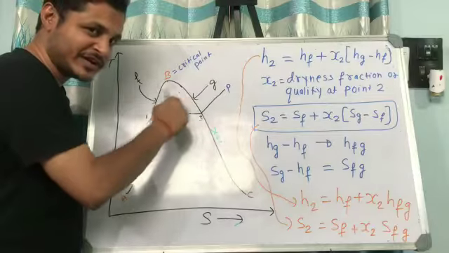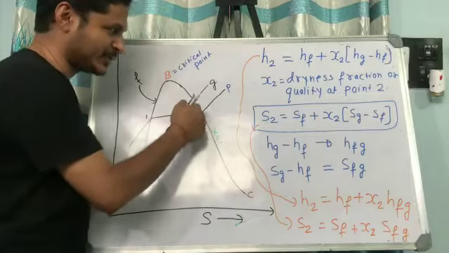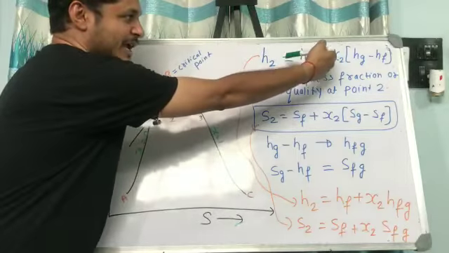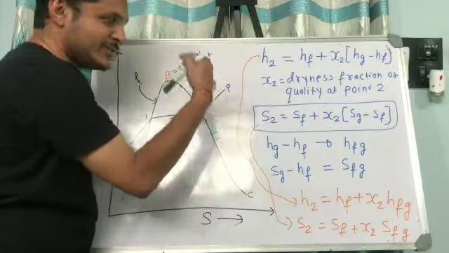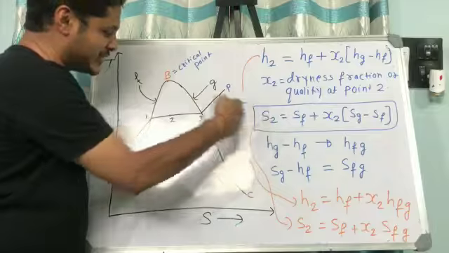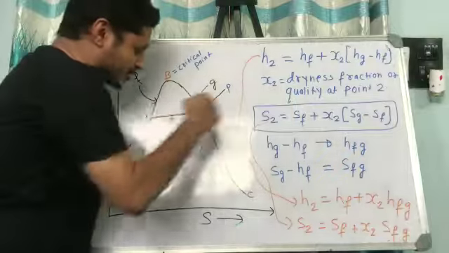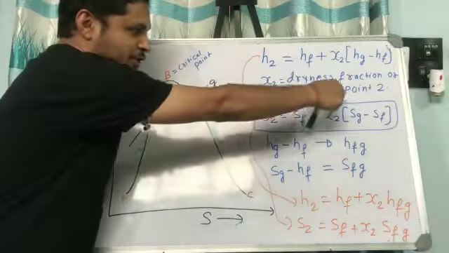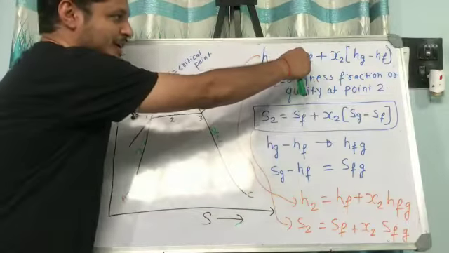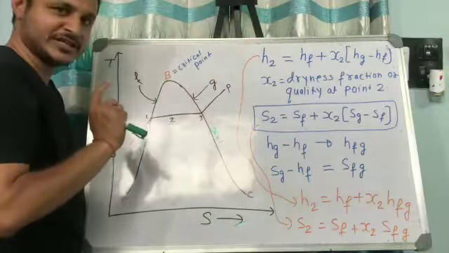Point 2 lies in the wet region, somewhere between the saturated liquid curve and the saturated vapor curve. H2 is the enthalpy at point 2, so H2 equals Hf plus X2 into Hg minus Hf. This is the method to find enthalpy at point 2. For entropy, S2 is the entropy at point 2, so S2 equals Sf at this pressure plus X2, the dryness fraction at point 2, into Sg minus Sf. Sf and Sg you will get from the table, similarly Hf and Hg, and you can find any property in the wet region.